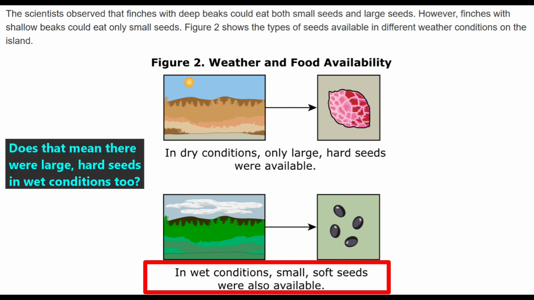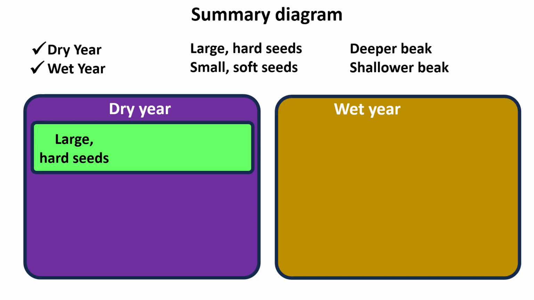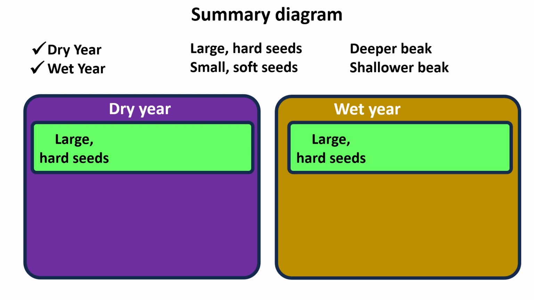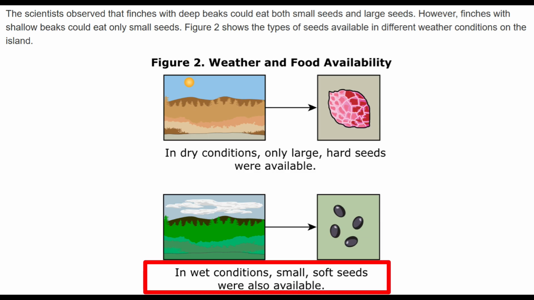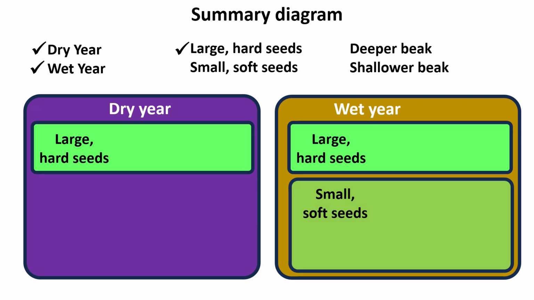So does that mean there were large, hard seeds in wet conditions too? Yes. The key word in that sentence is also. In wet conditions, there were both types of seeds. We'll make a box inside the wet box and write in large, hard seeds. Now we'll make a check next to the large, hard seed item. We just read that in wet conditions, small, soft seeds were also available. So we'll draw another box inside the wet box and write in the item, small, soft seeds. Then we'll make a check next to the small, soft seeds item because we're done with it.